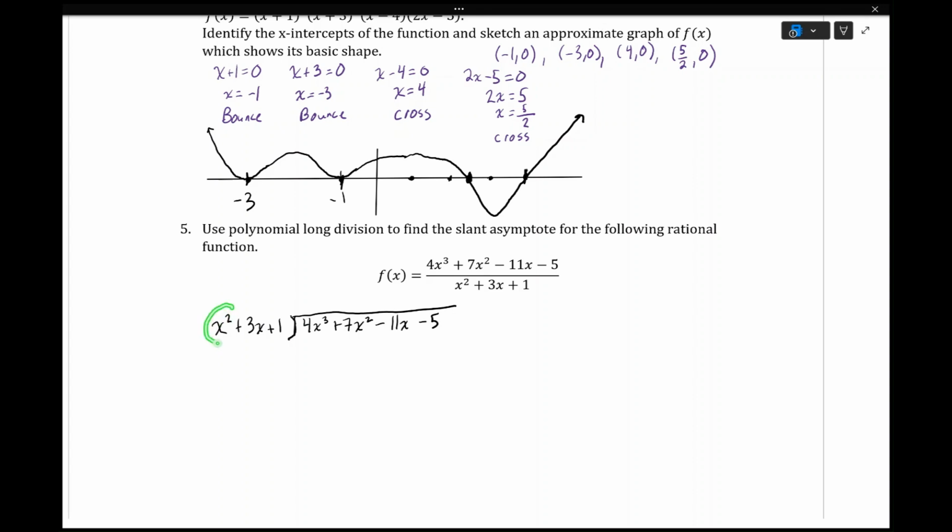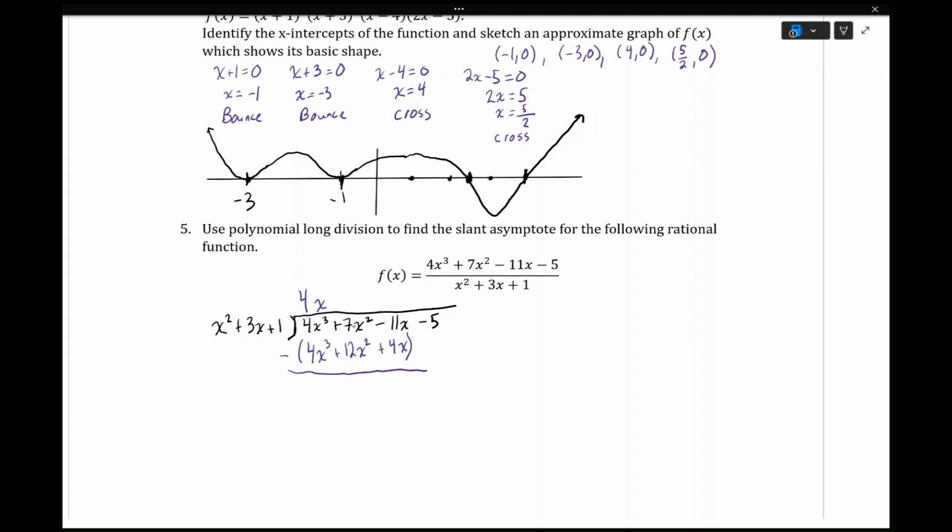And remember, degree drives division. We say, what do I multiply the highest power term of the divisor by to get the highest power term in here? In this case, it would be a 2x. Or excuse me, a 4x. I don't know where I got the 2. And so I end up multiplying that 4x by the divisor. So I get 4x cubed plus 12x squared plus 4x. And I subtract all of that, just like we do in classic long division.